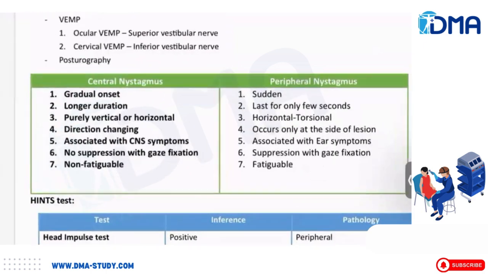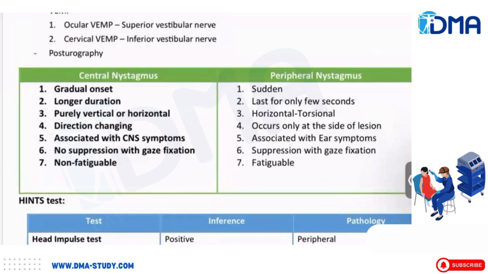Now, the difference between central nystagmus and peripheral nystagmus. Central nystagmus is very easy to understand. It will be gradual onset, longer duration, direction changing, very important, associated with CNS symptoms, no suppression with gaze fixation, non-fatigable. Exactly opposite, a sudden onset, short duration, fatigable, horizontal torsional type of nystagmus are all features of peripheral nystagmus, whereas central nystagmus will be very difficult. The patient will find it very difficult to survive.